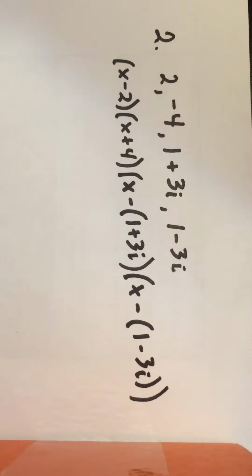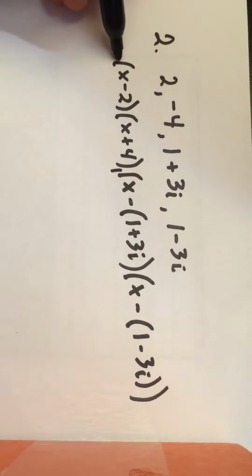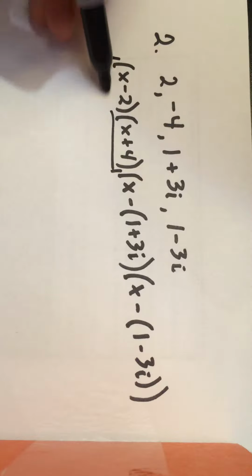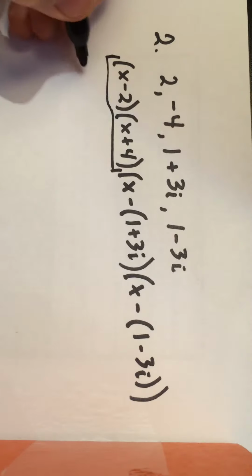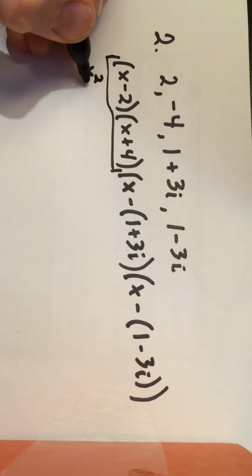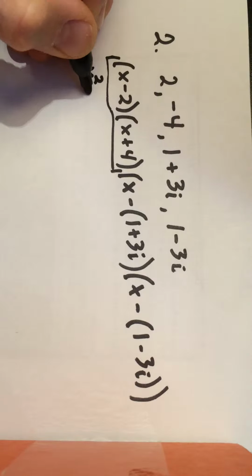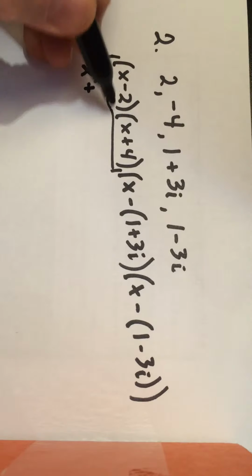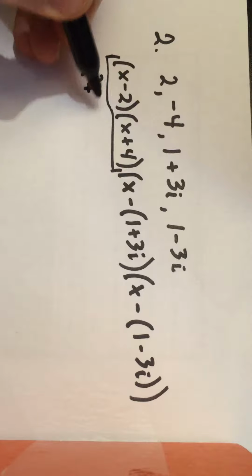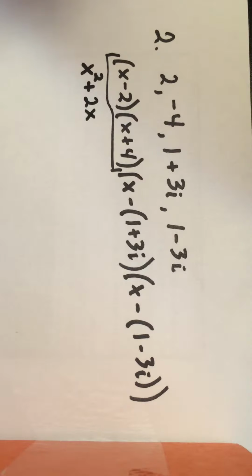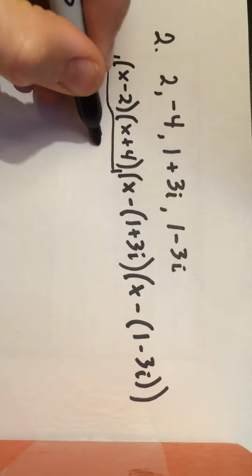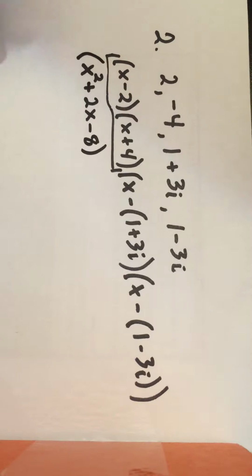So those are all of our factors, and in order to make it into a polynomial with real coefficients, we have to do the multiplication. So first I'm going to take this group here and multiply those together. So I get x squared minus 2x plus 4x, so plus 2x, and minus 8. So that's this term.